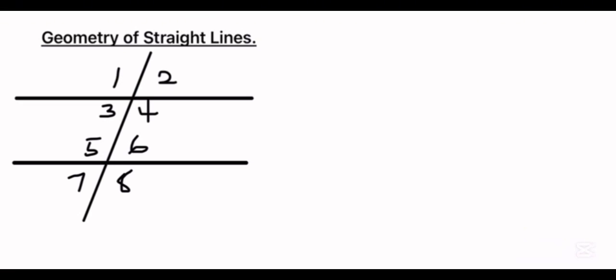Now, angle 1 and angle 2, if you look at them, what do you think their relationship would be? Now, I would say angle 1 plus 2 is equal to 180 degrees. Do you remember why? We said that supplementary angles are equal to 180 degrees, or the sum of angles on a straight line is equal to 180 degrees. Now, angle 1 and angle 2 are on a straight line.